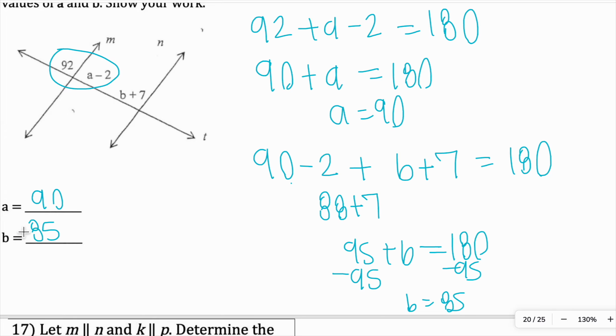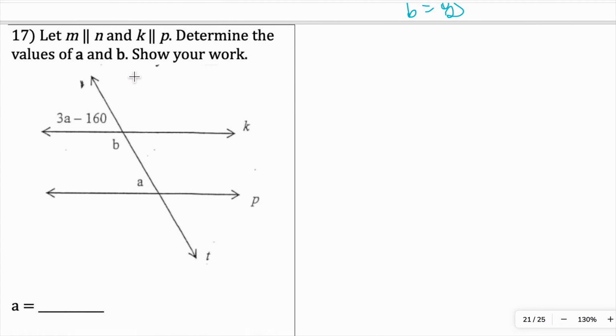So that one was just kind of a domino effect. You could also have said 92 is equal to B plus 7 and gotten your answer a little bit easier. And then our last question on our review, let M and N be parallel and K and P. So here's lines K and P. Determine the values of A and B.